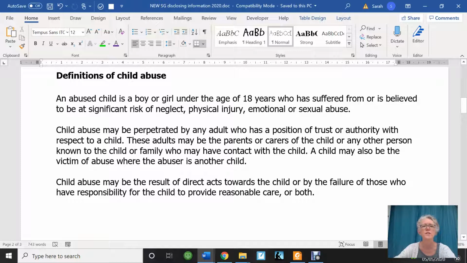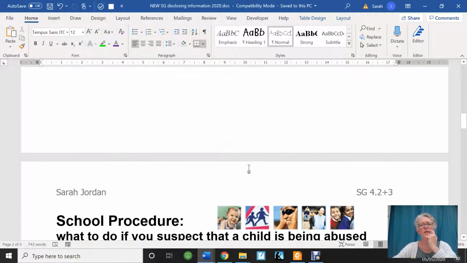Those are the 4 different types of injury that we use in this country. And just to say that abuse is usually perpetrated by an adult who has a position of trust, an adult that the child knows. A stranger jumping out of a bush, very unlikely. And it says here, a child may also be the victim of abuse where the abuser is another child. That would be bullying in that situation. What have you got to do then?